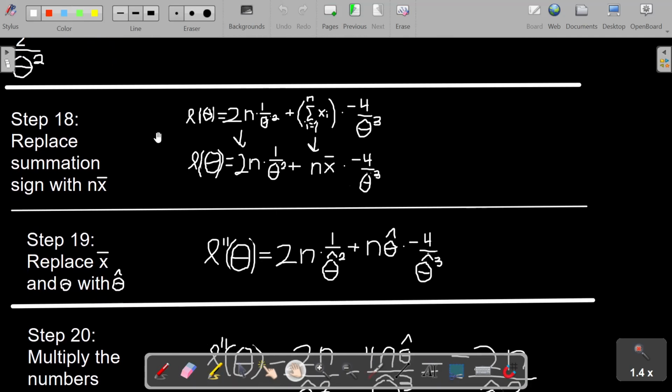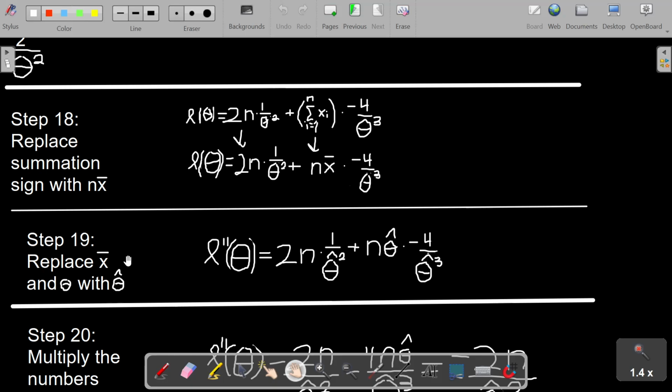Step 18, replace the summation sign with n x bar. We're doing the same thing as we did before. So here we have summation of xi, and we replace it with n times x bar. And this will make it easier to work with.